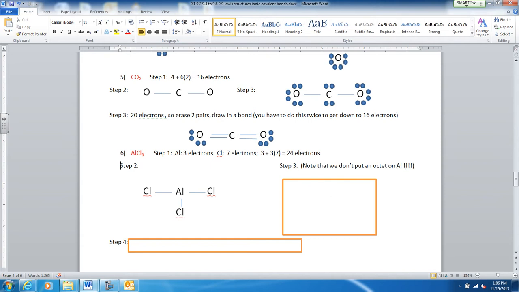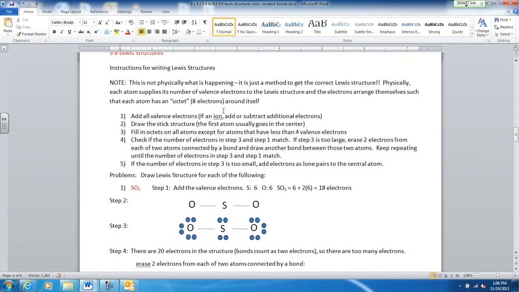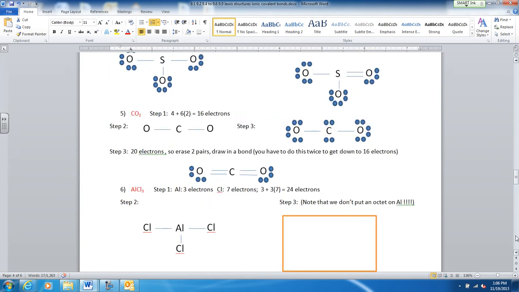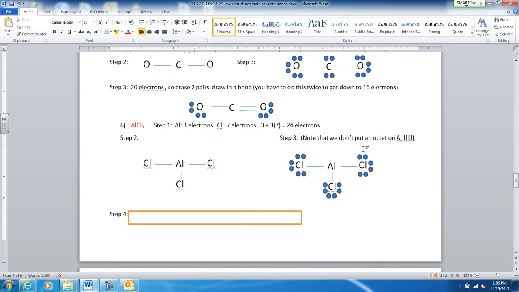But a big note here. We don't put in an octet on aluminum because of that rule earlier that said: fill in octets on all atoms except atoms that have less than 4 valence electrons. So notice aluminum has only 3 valence electrons, so it has less than 4. We don't fill in an octet on the aluminum, just everything else.